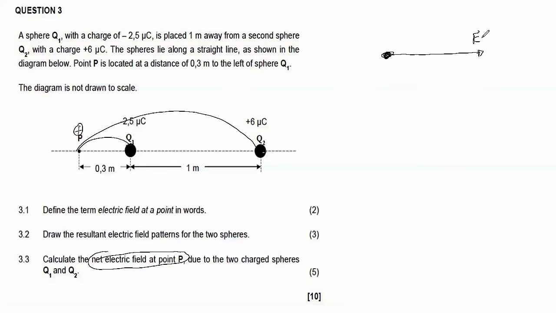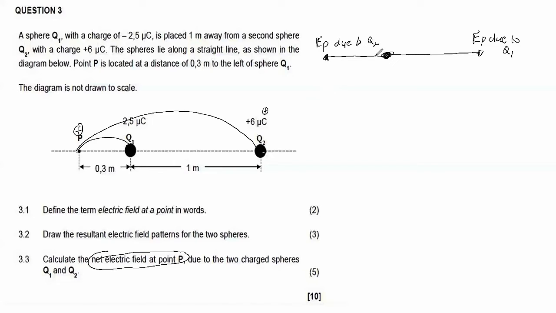So this will be the electric field at P due to Q1. But then since P is positive and your Q2 is also positive, that means we will experience a repulsion force from Q2, making the direction to the left. So this is the electric field at P due to Q2.